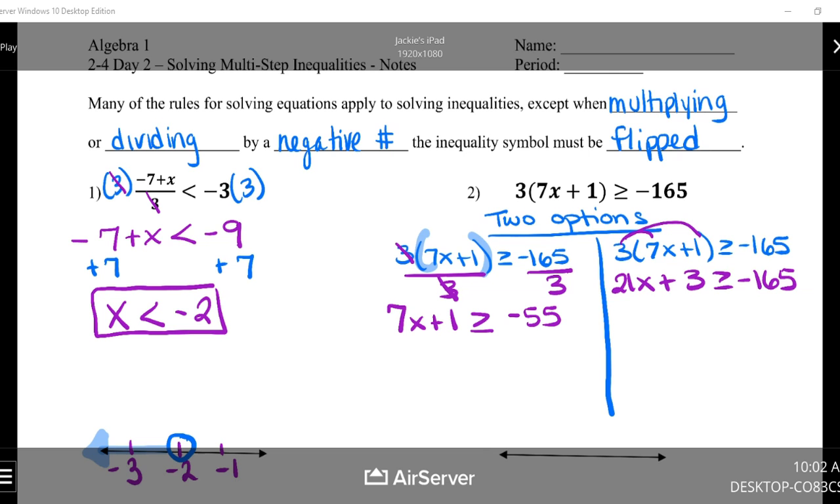So let's continue on the left side. Right now to the x term, we're adding 1, so we can subtract 1 from both sides. Now we're multiplying 7 times x, so we can divide both sides by 7.